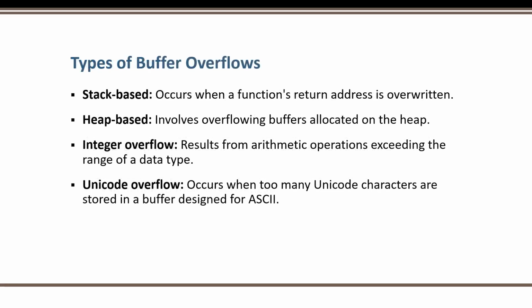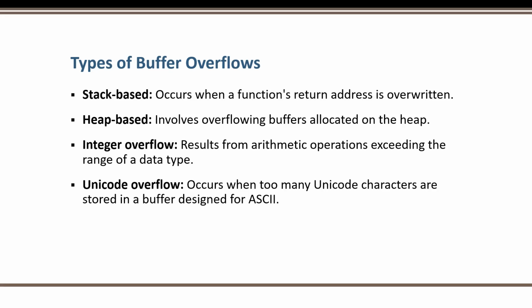Types of buffer overflows. Buffer overflows can occur in various ways, each with its unique characteristics. Stack-based overflows happen when a function return address is overwritten, potentially leading to the execution of malicious code. Heap-based overflows involve overflowing buffers allocated on the heap, which can be exploited to gain unauthorized access or control. Integer overflows occur when an arithmetic operation exceeds the range of a data type, resulting in unexpected behavior or vulnerabilities.